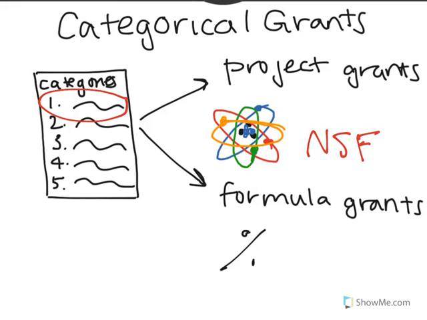The other type of categorical grant is the formula grant. These do not affect who receives the money, but rather how much they receive. It's based on the population or per capita income or the percentage of rural population or other categories that determine how much is received.